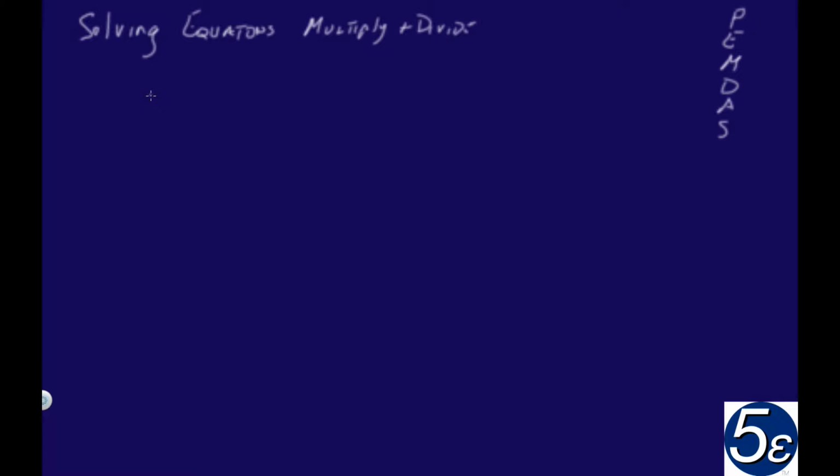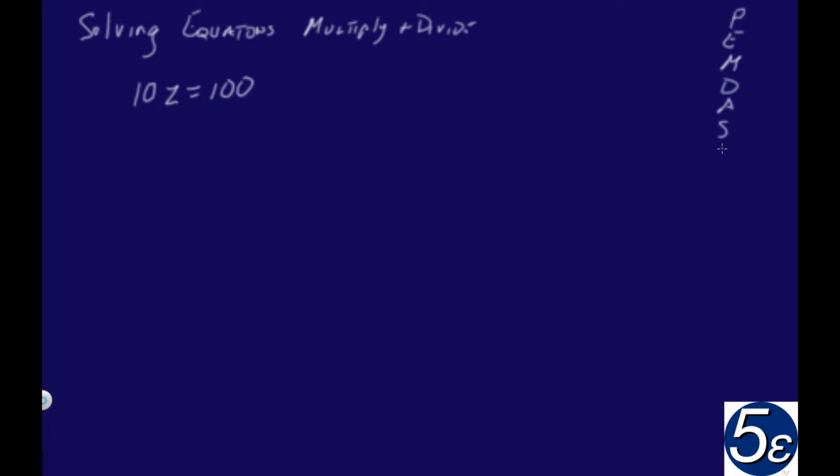So now we're going to look at a couple of problems where we have multiplication and division in an algebraic equation and we want to solve for them. So let's take the first one. Let's say we have 10z equals 100. Since we have multiplication here, you recall that we have our PEMDAS, or Please Excuse My Dear Aunt Sally: parentheses, exponents, multiplication, division, addition, and subtraction.